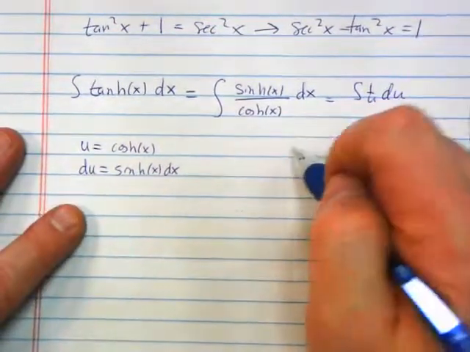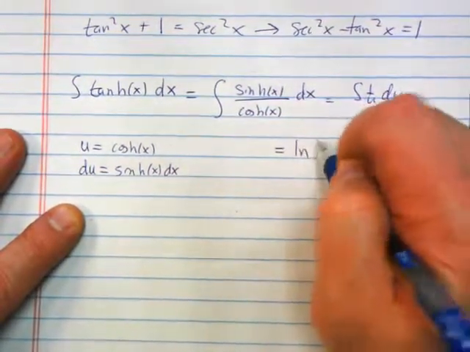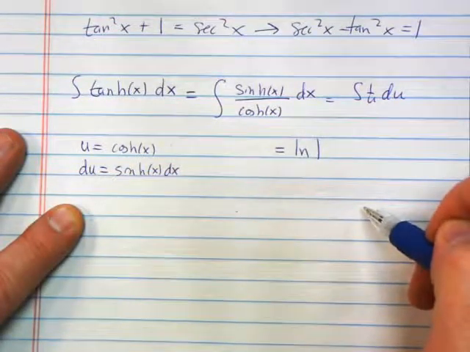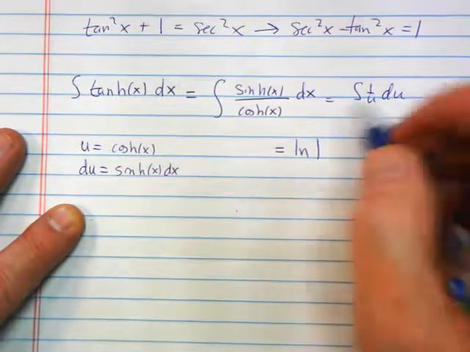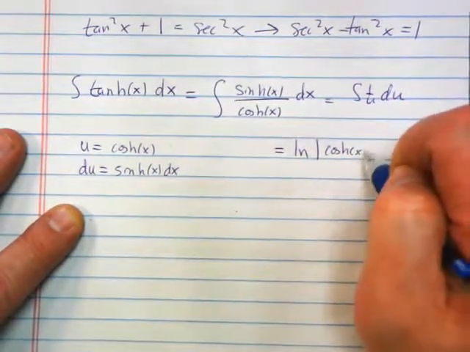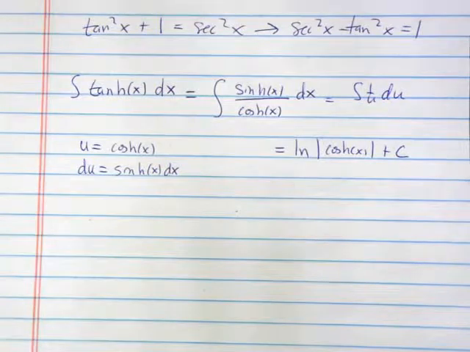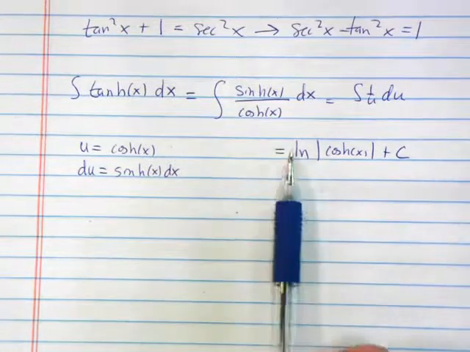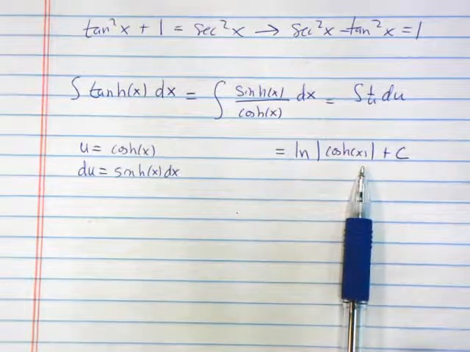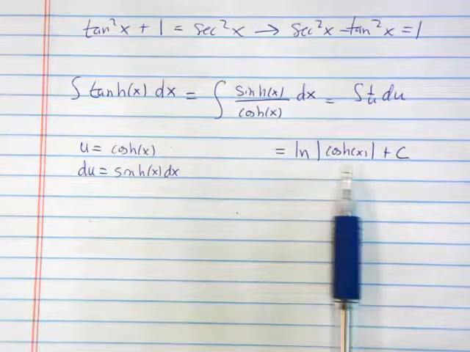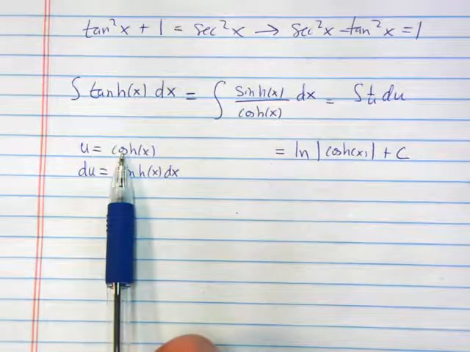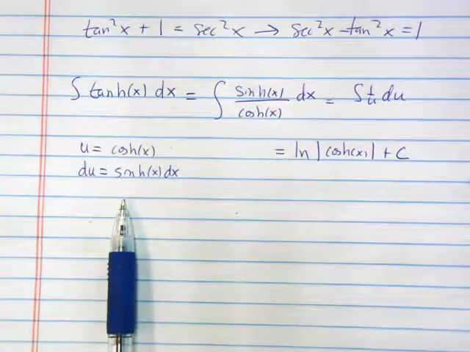Which is ln of the absolute value of u, but u was hyperbolic cosine, plus c. So does that look very similar to the formula for the integral of regular old tangent? Yep, the formula for the integral of regular old tangent was negative natural log of cosine, or natural log of secant. The only difference was that the derivative of regular old cosine gave us a minus regular old sine.